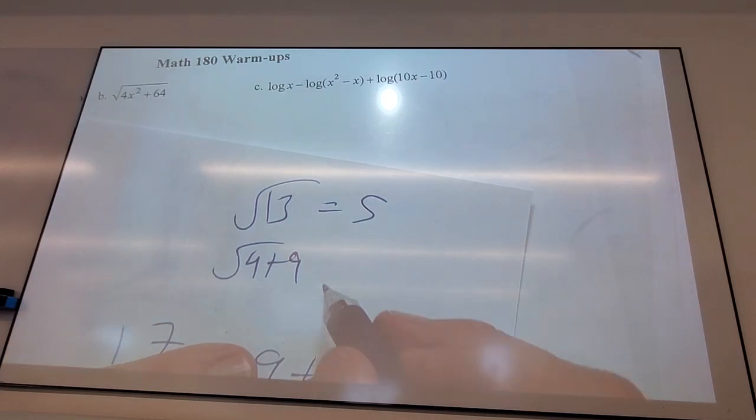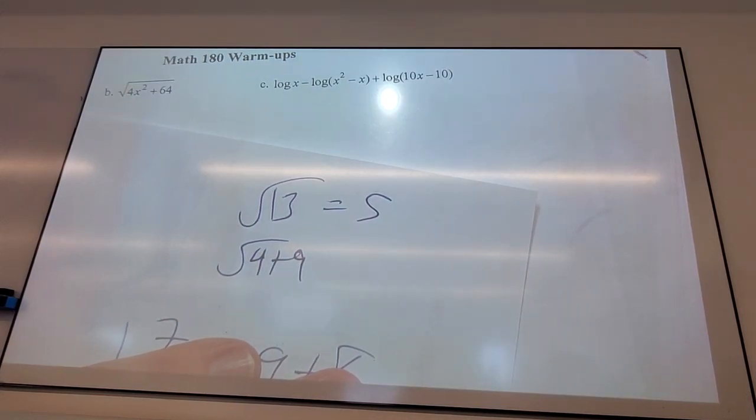Isn't the square root of 4 2? Isn't the square root of 9 3? But what are radicals based on? What operation are radicals based on? Multiplication. So they will not play well with addition. You can't distribute a root across addition because they're not based on each other.